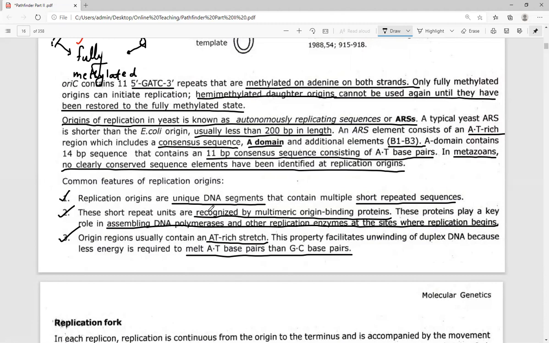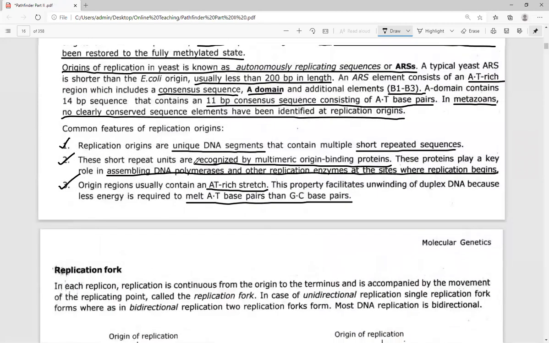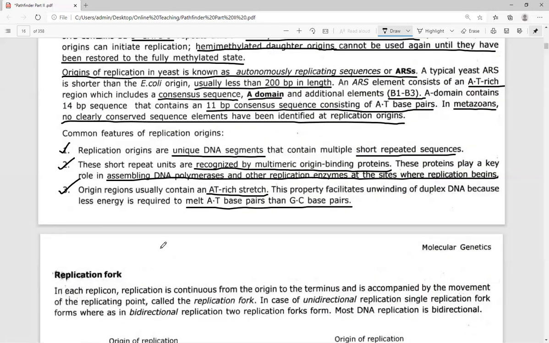Now about the replication fork. What is this replication fork? Is this clear? If you have any doubt, you just ask.